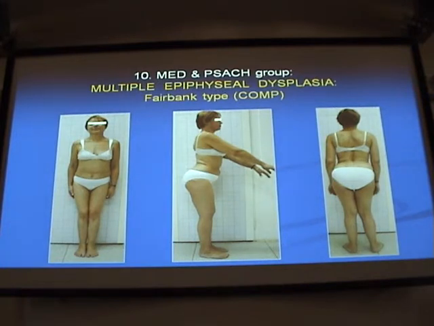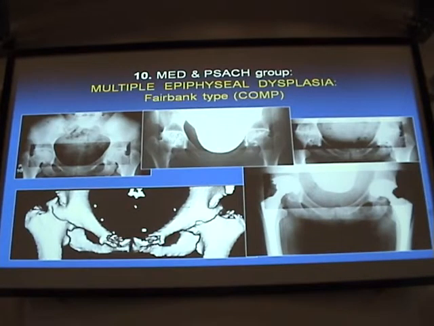A patient with multiple epiphyseal dysplasia of the Ribbing type. You see changes on an X-ray at 30 years on the left, at 40 years in the middle, and at 50 years on the right X-ray, and it was solved by replacement of both hips.